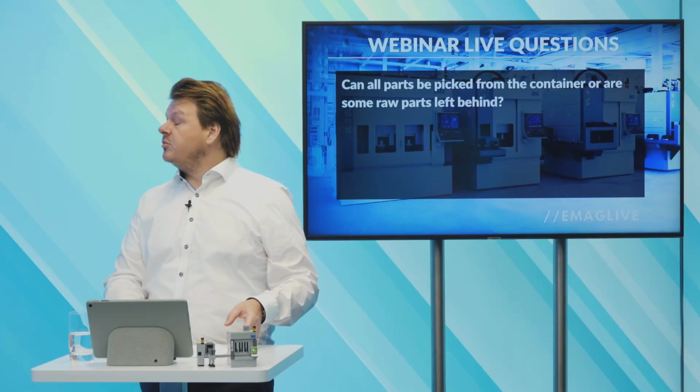Indeed, we have another question. Can all parts be picked from the container, or are some raw parts left behind? That's a very good question. With an optimized bin picking system, you can take all parts out of the container, but you have to spend some effort to do so, because you have to optimize the system regarding what types you have, what containers you have, can you use inlays, what gripper technology you want to use, and do you have changeovers in grippers? It is possible, absolutely. You can take out all parts.